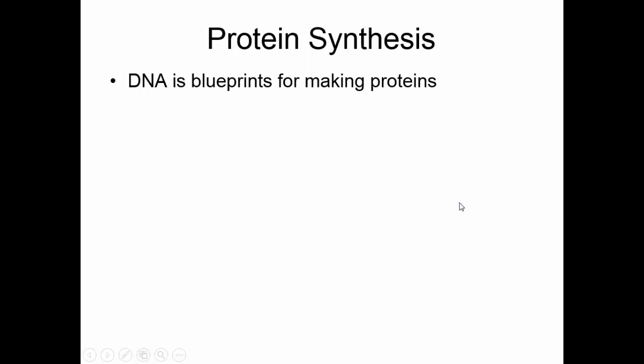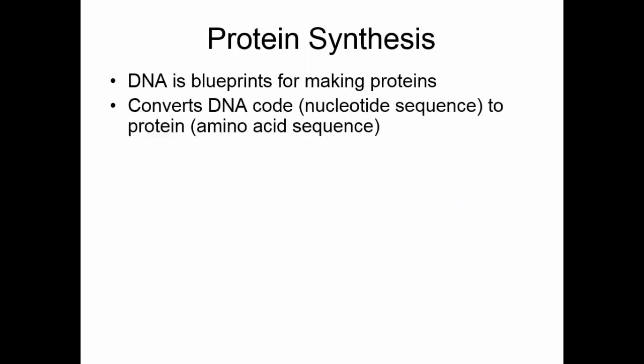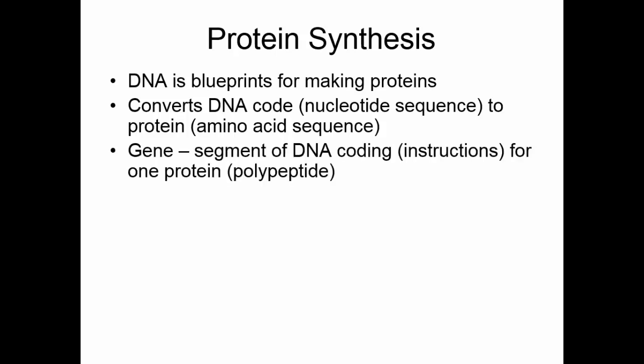DNA is the blueprint for making proteins. In protein synthesis, we have to convert the DNA code, that nucleotide sequence, to a protein, which is an amino acid sequence. Genes are simply segments of DNA that code for one protein. In other words, a gene is the instructions to make a polypeptide.